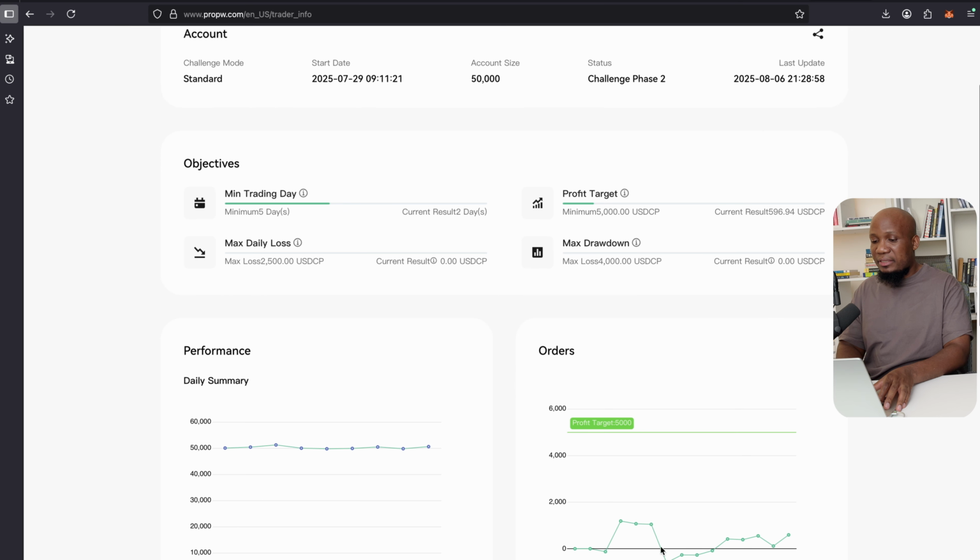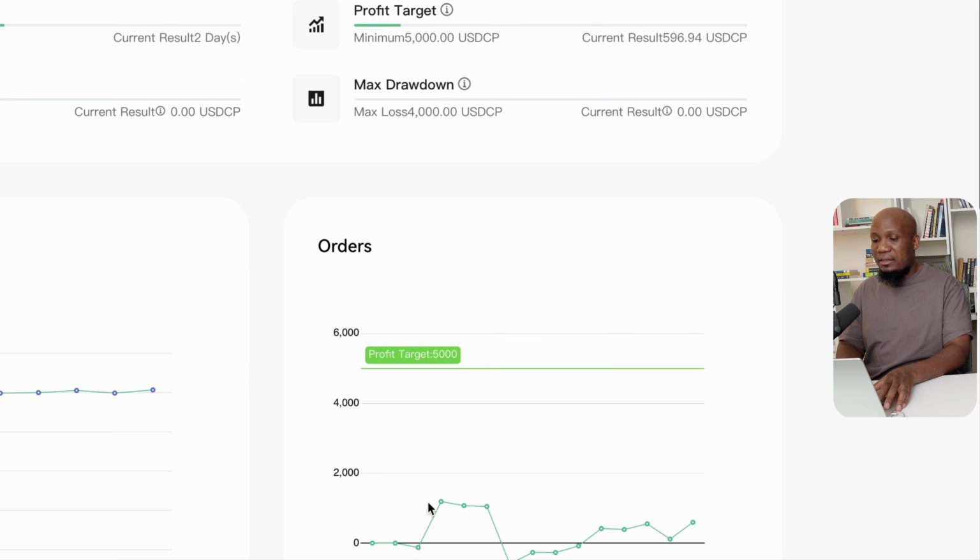Obviously I had a drawdown here. You can see I had a drawdown here. I initially had a profit of 1,200, then I had a drawdown, then I'm now in profits again. But again, it's very imperative that you wait, because you can see the drawdown that I had here was actually taking money from the profit that I already had.